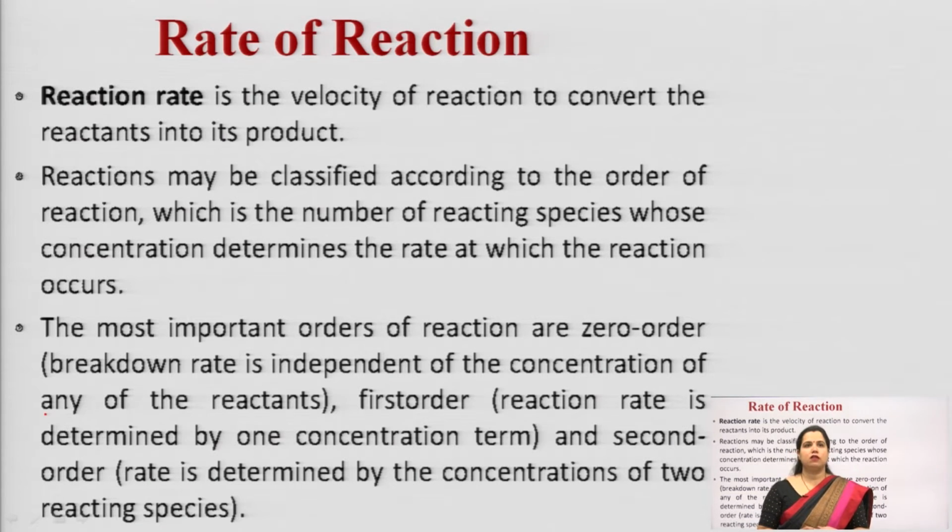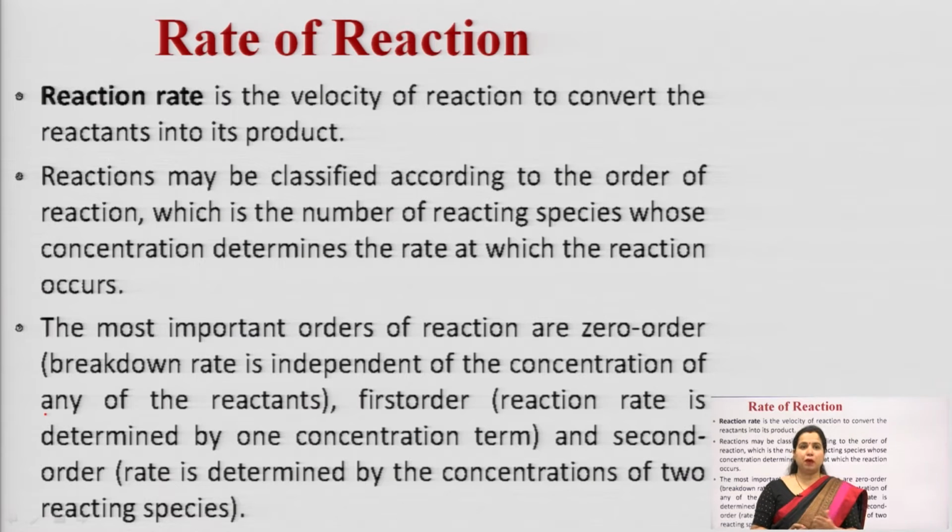So, reaction rate is the velocity of reaction to convert the reactant into its product. Reactions may be classified according to the order of reaction, which is the number of reacting species whose concentration determines the rate at which the reaction occurs. Basically, the order of reaction may be 0 order, first order, second order, pseudo first order, pseudo 0 order kinetics. So, it depends on the number of species reacting with each other to get the desired product.